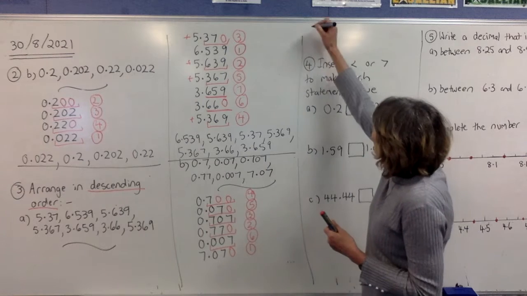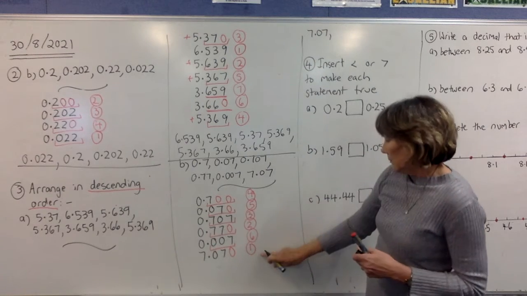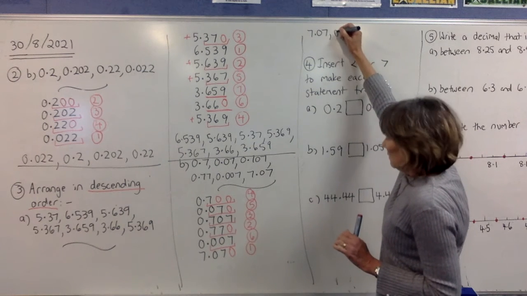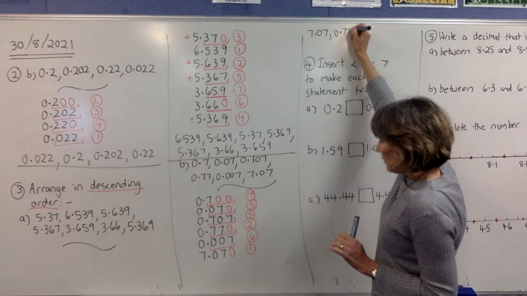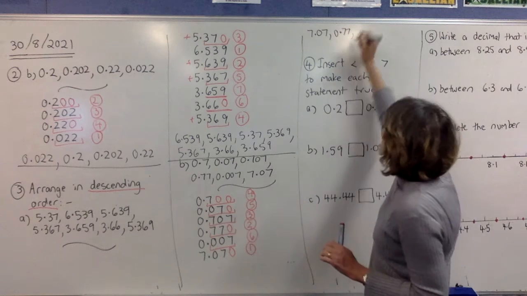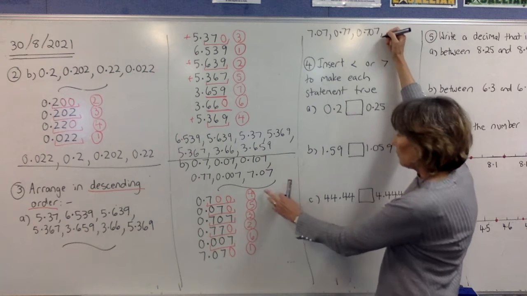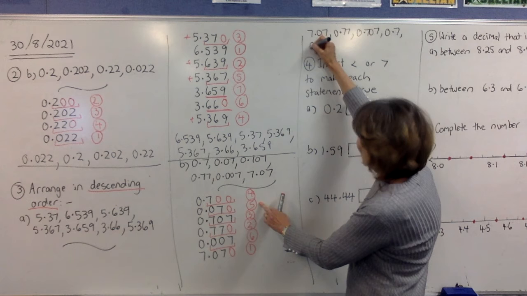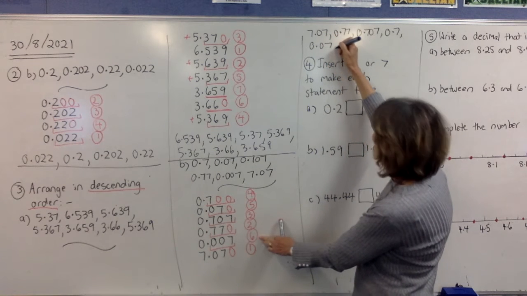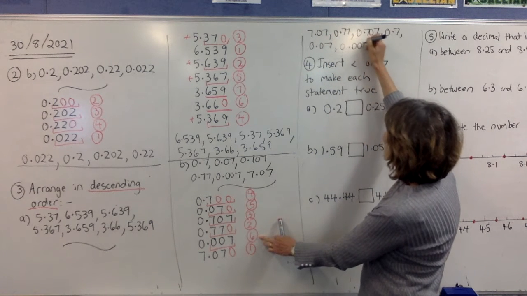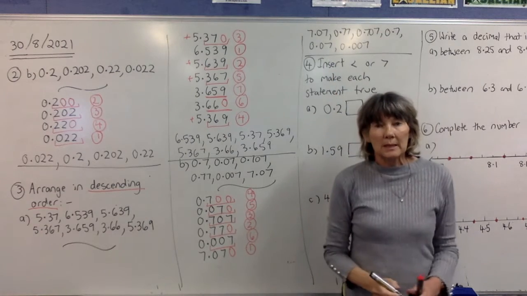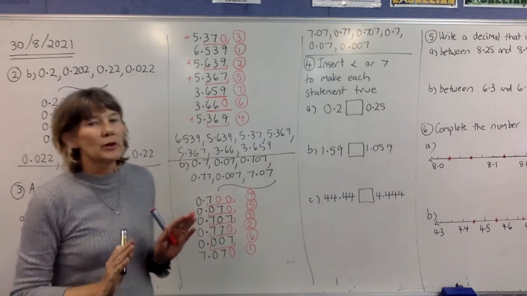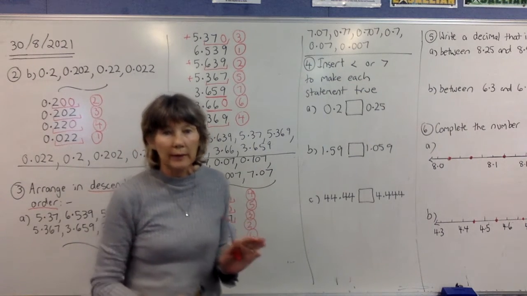So let's write them down in order. Number 1, 7.07. No 0, remember, we're not putting the red zeros on. Number 2, 0.77, no 0. Number 3, 0.707. Number 4, 0.7, no zeros on the end. 0.07 for number 5. And 0.007 for number 6. So I know it's a little bit fiddly, but I guarantee you if you put them down the page first, it's worth the effort because you will get it right then.